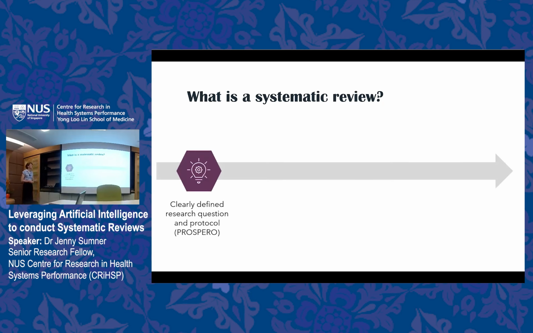Now, a systematic review goes through many well-defined steps, which I'm sure most of you are familiar with. First of all, you have to define your research question. And you're usually pre-registering a protocol on a database such as PROSPERO. So that's the first important step. Then you're going to be conducting a comprehensive search strategy in various databases according to your topic.